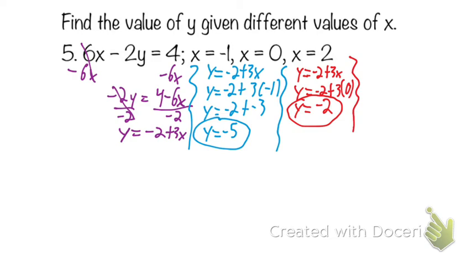We have to do it one more time, when x equals 2. So we're going to have our same equation, y equals negative 2 plus 3x, and we're going to plug in 2 for x, excuse me. So what's 3 times 2? 6. So y equals negative 2 plus 6. What's negative 2 plus 6?